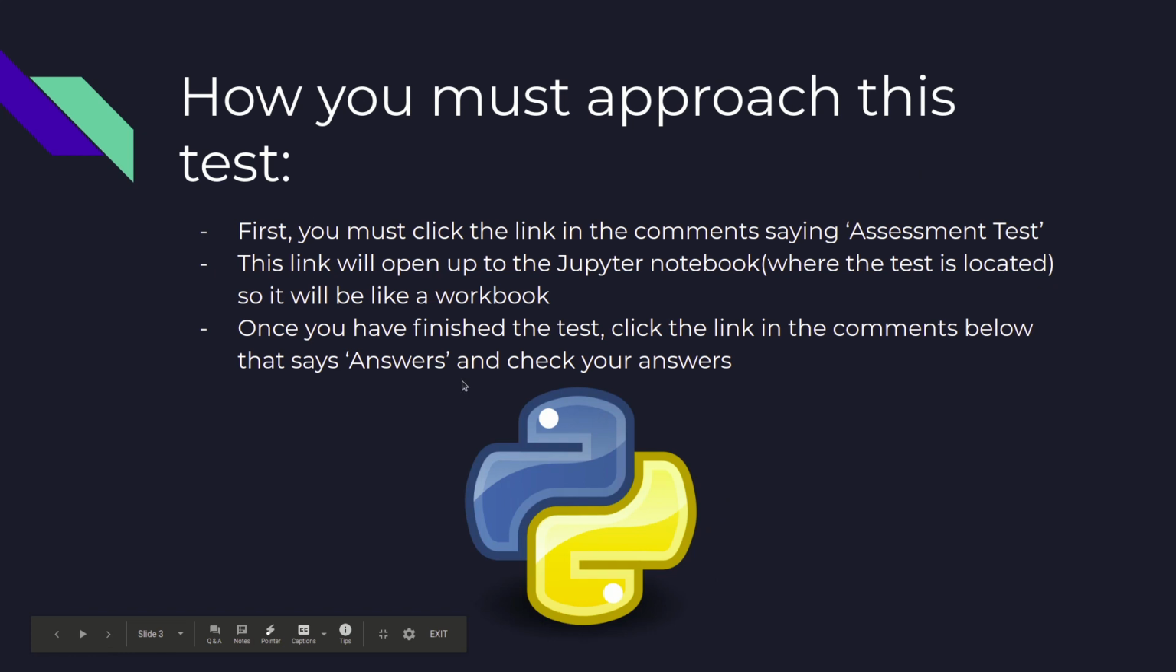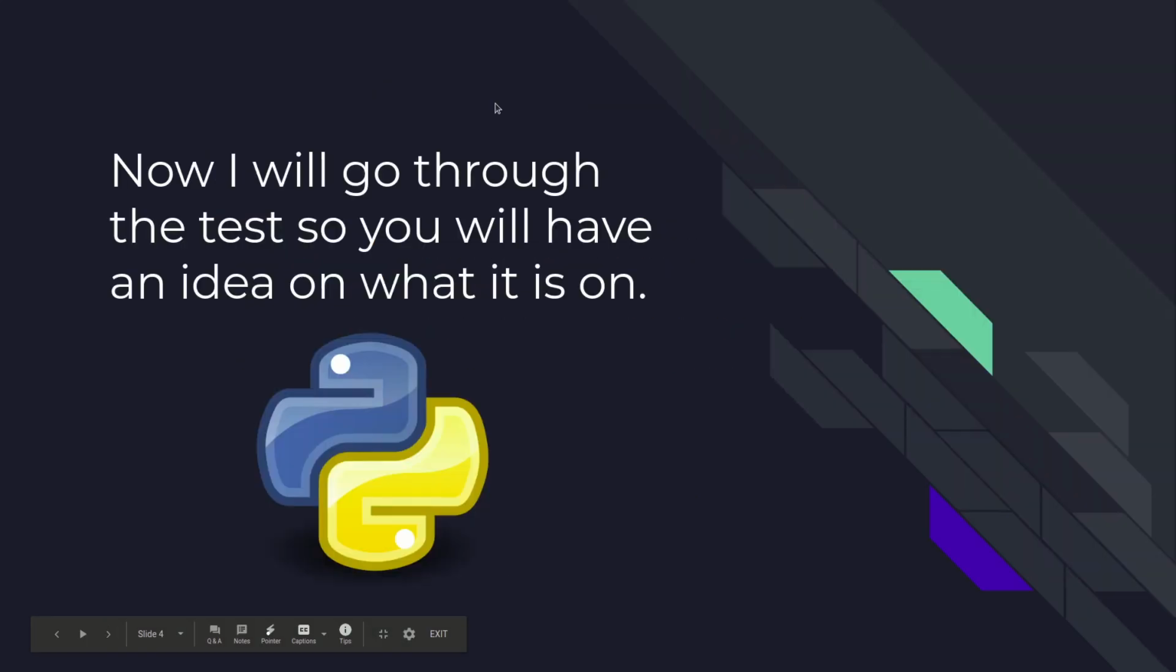So first you should click the link in the comments saying assessment test. And this link will then open up to a Jupyter Notebook. Okay, so this is where the test is, and it will be like a workbook when you open it. Once you've finished the test, make sure that you check your work first, and then click the link in the comments saying answers, and then you can go and check your answers. Okay, so now I'm just going to go through the test so you'll have an idea what it's on. So see you at my Jupyter Notebook.